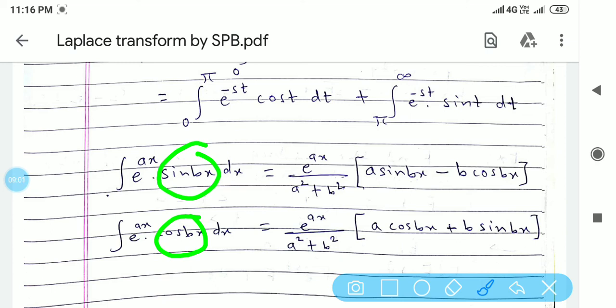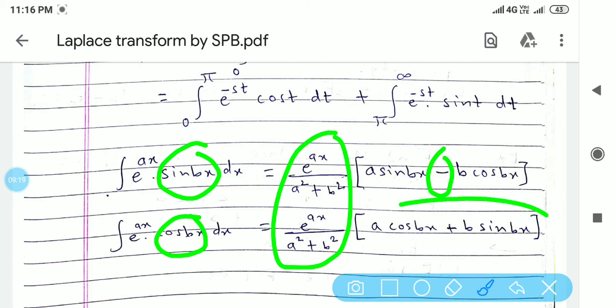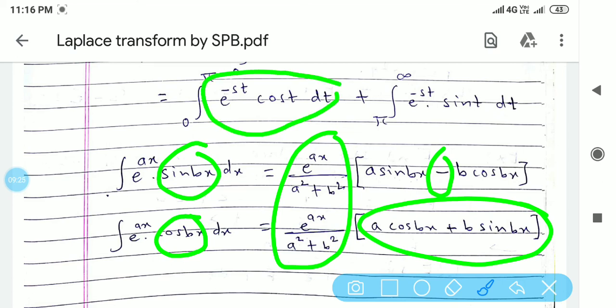So for sine, as sine of minus theta is minus, remember that here we are using the minus sign. So the integral of e raised to ax sin bx dx is, with this part common, a sin bx minus b cos bx, and the integral of e raised to ax cos bx dx is a cos bx plus b sin bx. Remember it in this form. Now for the first integration we will use the second formula. So we will replace a by minus s and b by 1.